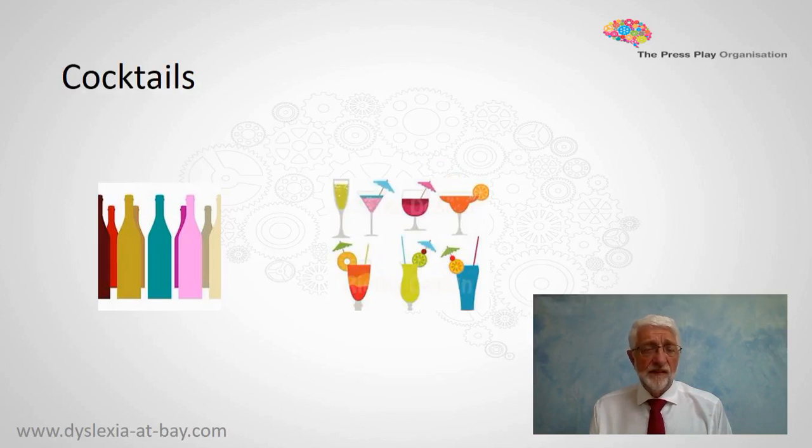So we've mentioned a few different things from eye tracking and different perceptions and things like this. So imagine if we had several bottles of spirits. How many different cocktails could we make from 6 or 7 bottles of spirits? That's right, hundreds and hundreds.